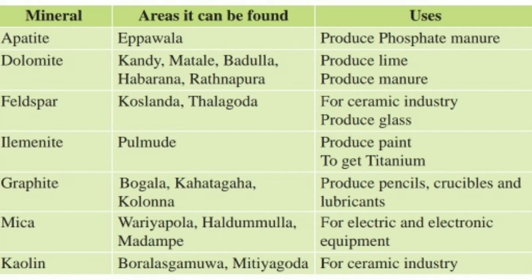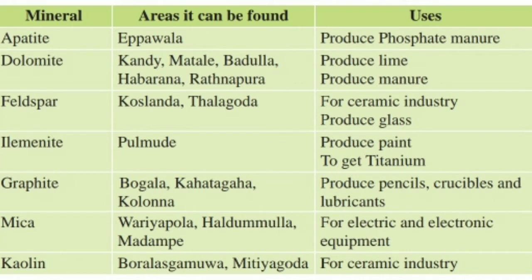Now let's discuss what the minerals are. Apatite, dolomite, feldspar, ilmenite, graphite, mica and kaolin. These minerals can be found in Sri Lanka. And you should know what are the areas these minerals can be found, and what are the uses.